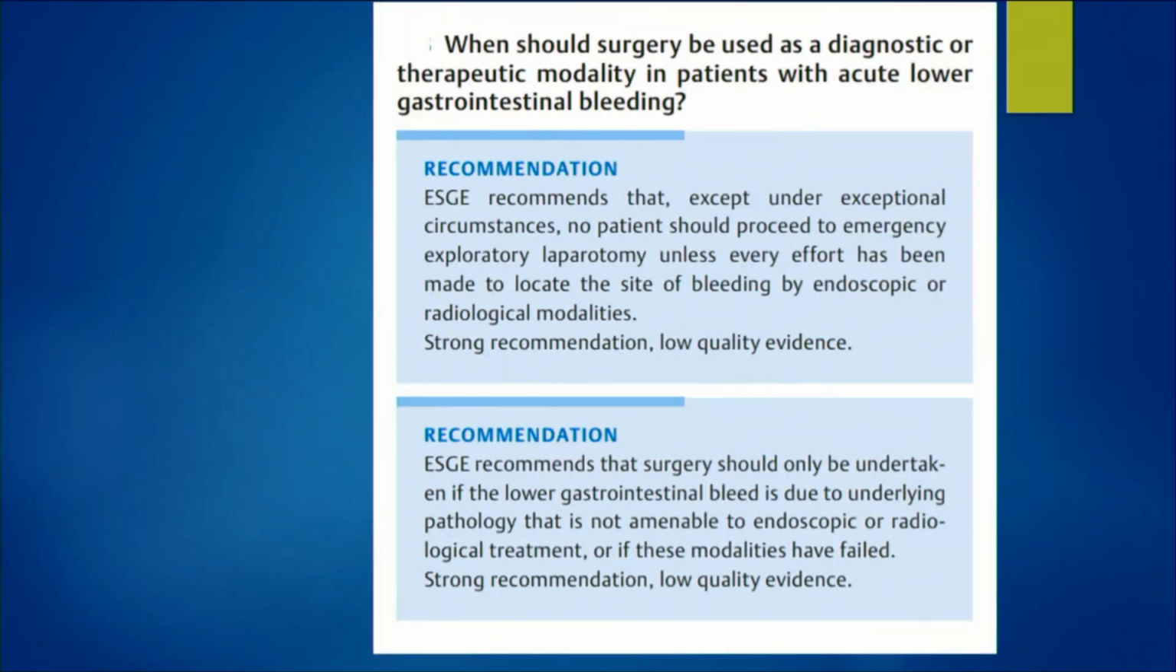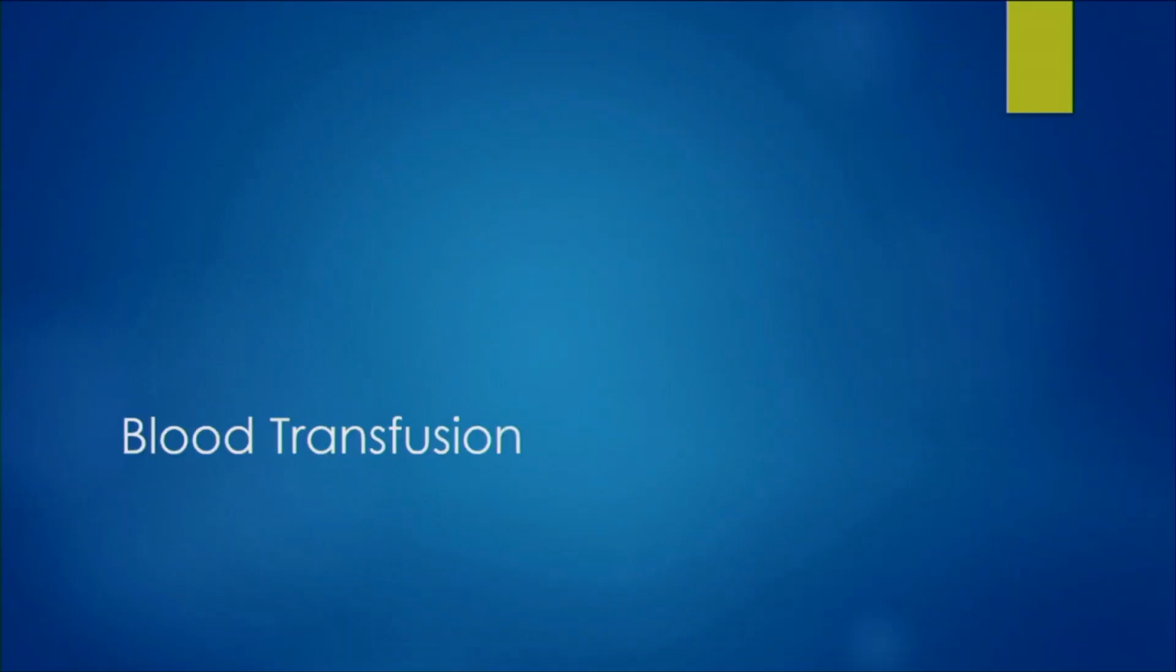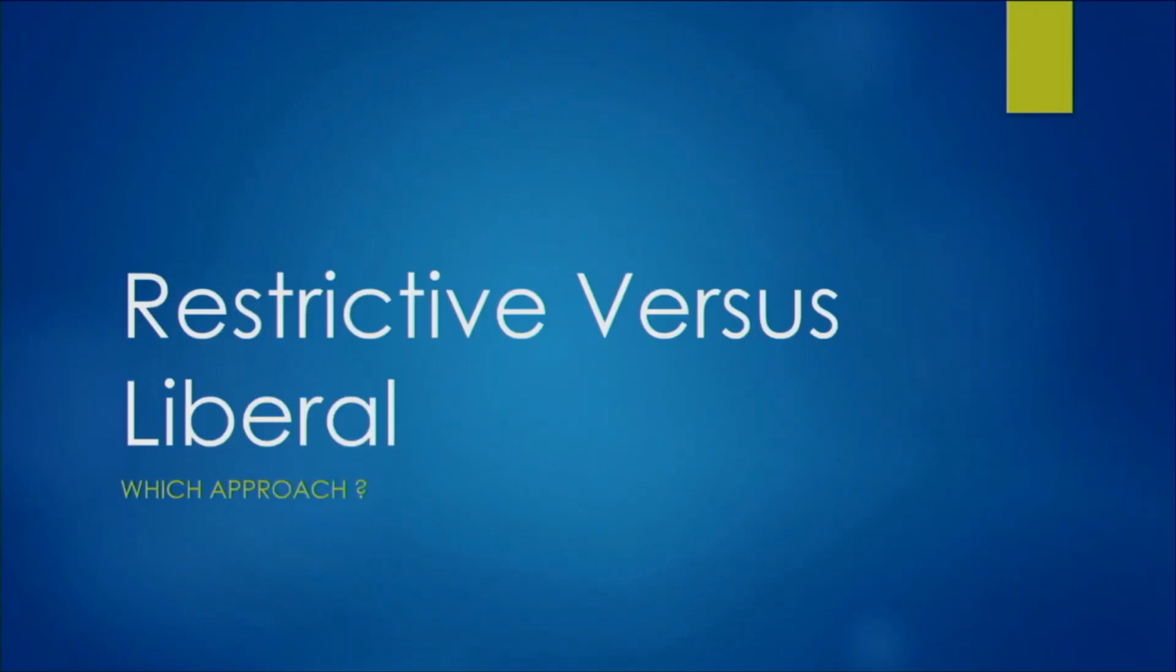Surgery, if the endoscopy fails and the radiology fails, then it's the role for the surgery to look after the diagnosis and management of GI bleeding. The management, blood transfusion, restrictive versus liberal. That is the same issue in our GI bleeding. How do we go with that?